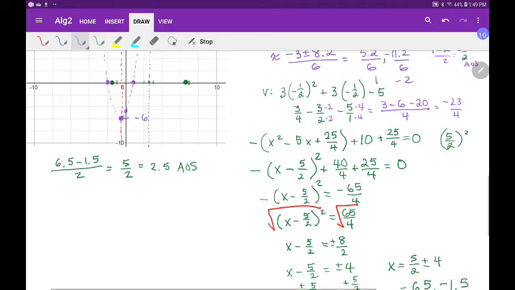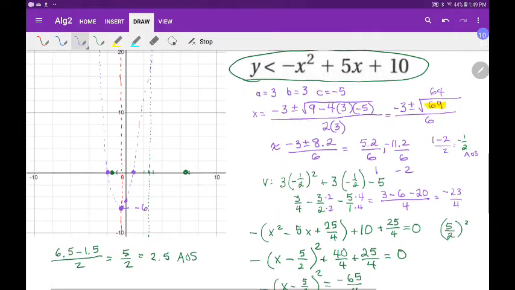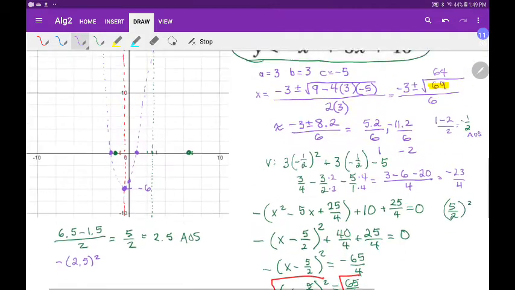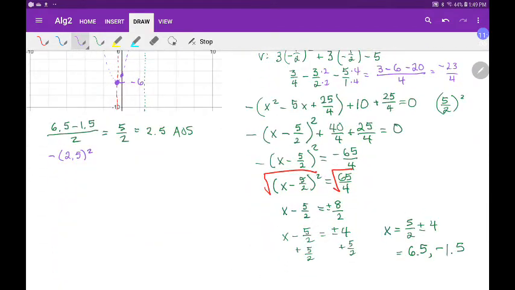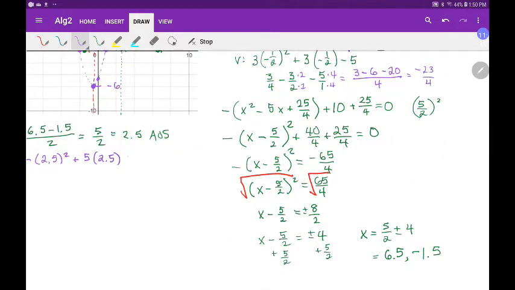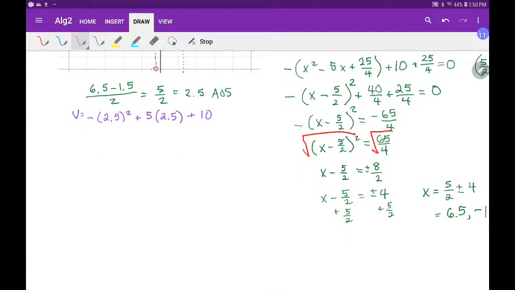What's my vertex? Well, let's go back and look at the formula. The formula says I'm going to subtract x squared. So I'm going to say minus 2.5 squared. And I'm going to say plus 5x. So plus 5 times 2.5. And then I'm going to say plus 10. And that's going to give me my vertex, right? My vertex is going to be equal to that. The y value. I should say y is equal to that. But anyway, it's the vertex.